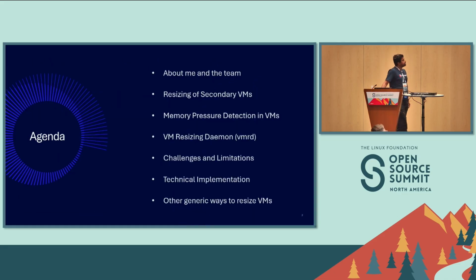So here's a bit of an agenda. I'll talk a bit about myself and the team. I'll give some context about what exactly this resizing of a secondary VM is and how we add extra memory to the secondary VM. Then I'll explain the memory detection technique that we have in the Linux kernel, how we use that feature to detect memory pressure and memory demand in the system. And I'll talk about the VMRD, the VM resizing daemon. It's a user space daemon that detects memory pressure and helps add and remove extra memory in the VM system.